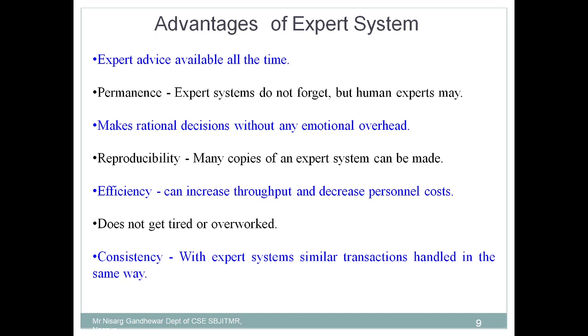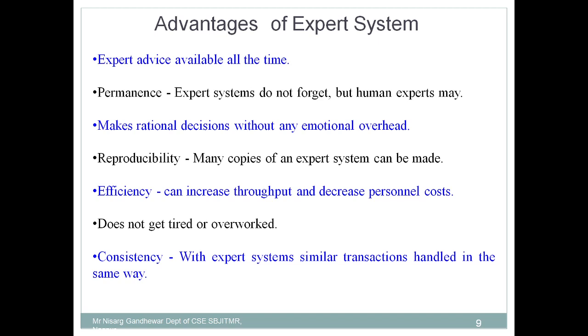The performance: an expert system does not forget. Sometimes a particular doctor is suffering from a particular disease, and that doctor may face the problem of memory loss. In that case that particular knowledge cannot be used, but this is not the case with an expert system. It is always available. It makes a rational decision without any emotional overhead. Generally in the medical field, a doctor does not do the surgery of his relative because the emotional thing is there. But this is not the case with a machine.